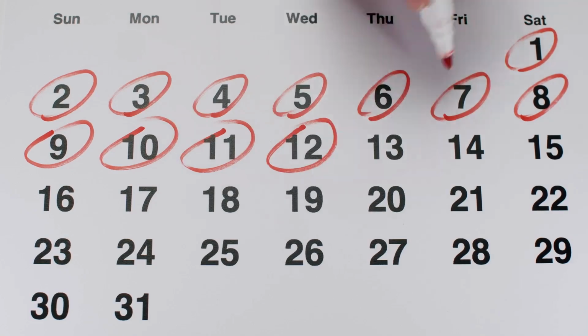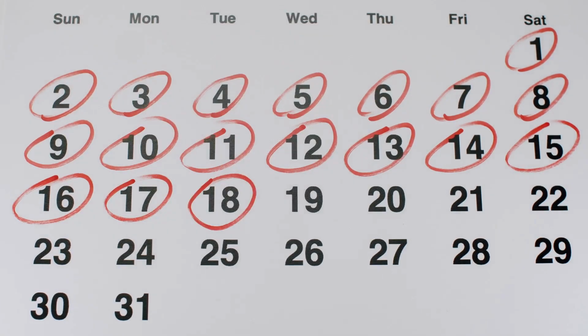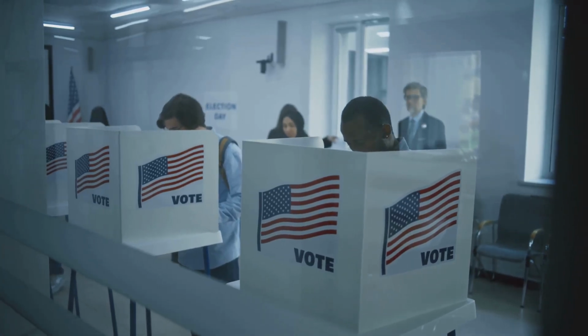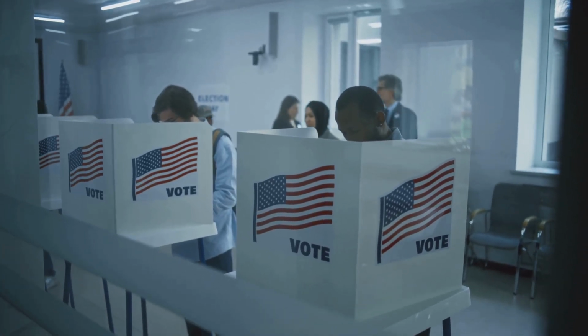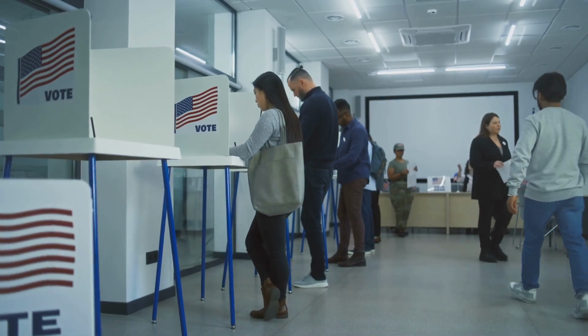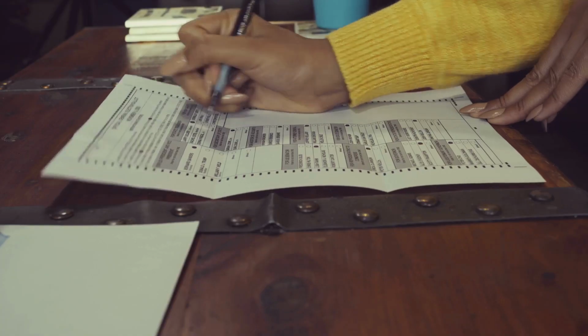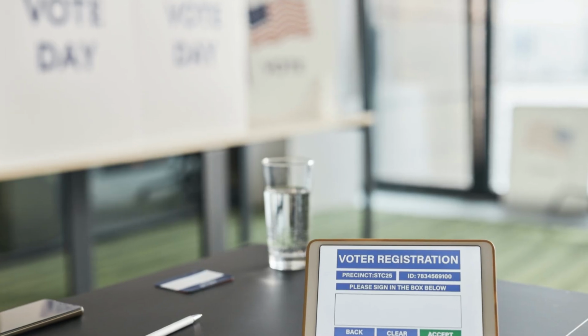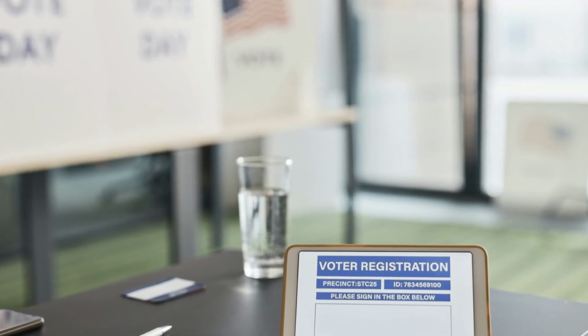Key dates and deadlines are crucial in the American voting system. Voter registration deadlines vary by state. Election day is always the Tuesday after the first Monday in November. Absentee and early voting deadlines also vary by state. Some states allow absentee voting for any reason. Others require an excuse. Don't wait until the last minute to register or vote.